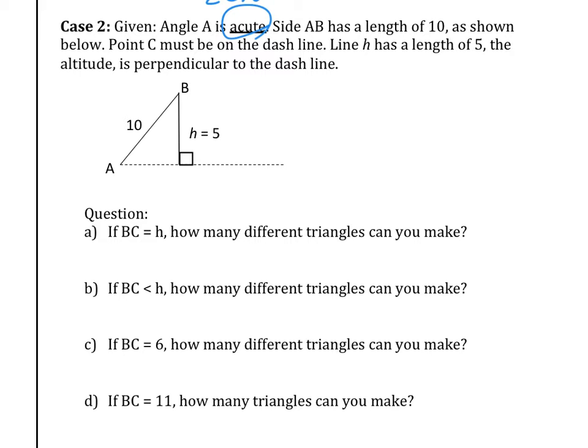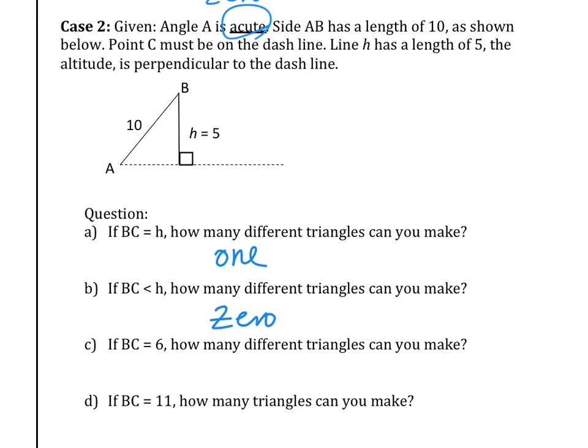All right, if BC is H, how many triangles can you make? 1. All right, if you put 0, please talk to somebody. Let's figure that one out right now. If it's H, you just have a right triangle, okay? If BC is less than H, how many triangles can you make? 0. You can't even reach that line.